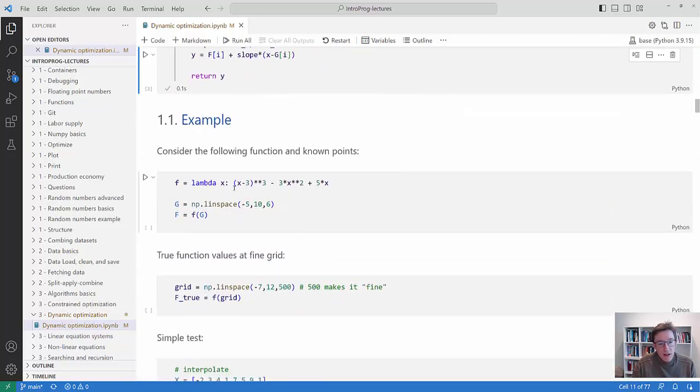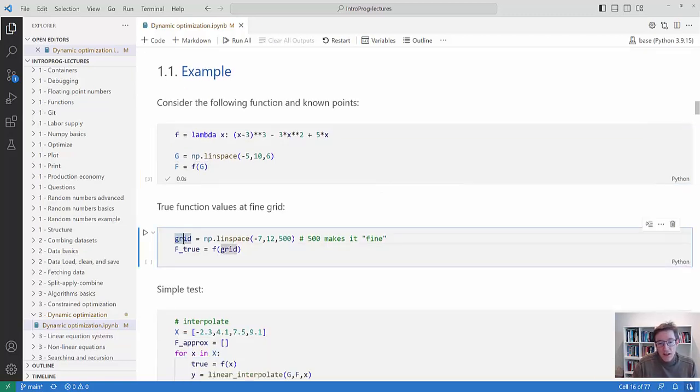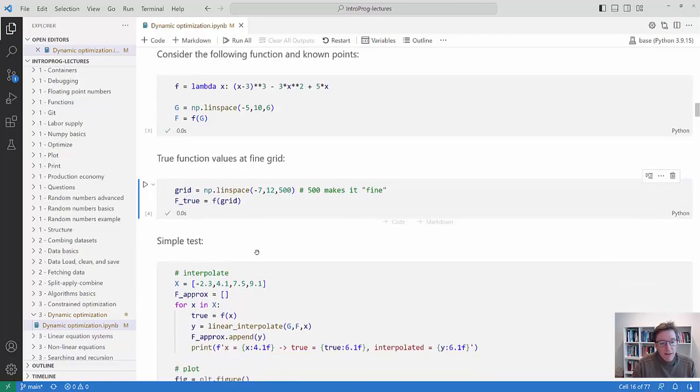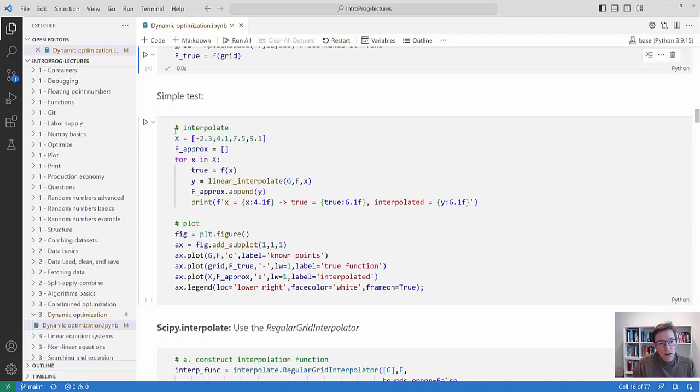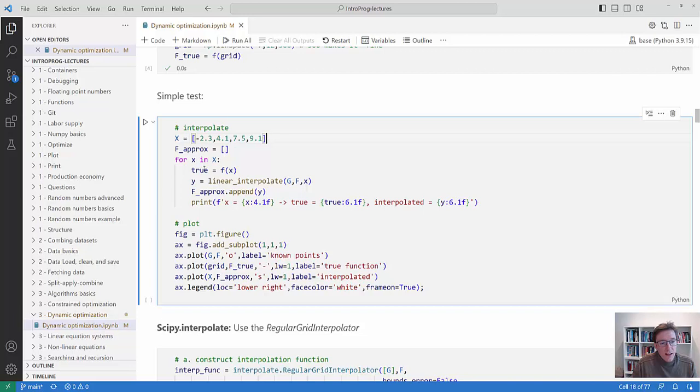Let's see it in practice. Here I use some function, and I create some grid vector, and I evaluate my function at this grid. Then I also create a fine grid. I have 500 points here, so that's a very, very fine grid, and I call this the true function values. Then I make a simple test where I loop through some new points, this big X, and then I evaluate both the true value of the function there, and I do my interpolation function. And then I print out what was the X value, what is the true value, and what's my interpolated value. And then I make a plot of this.